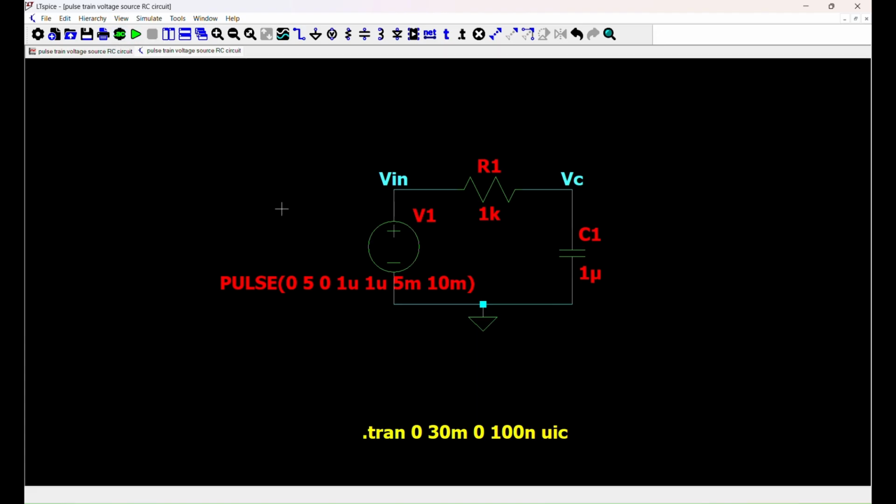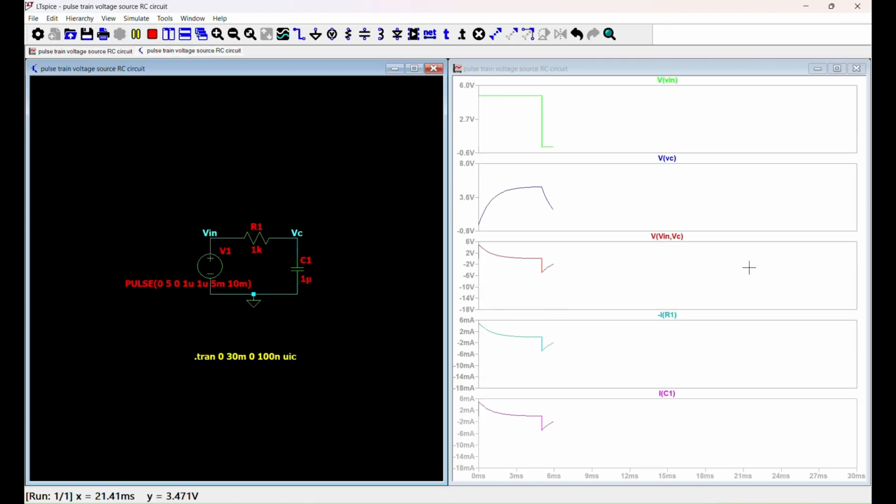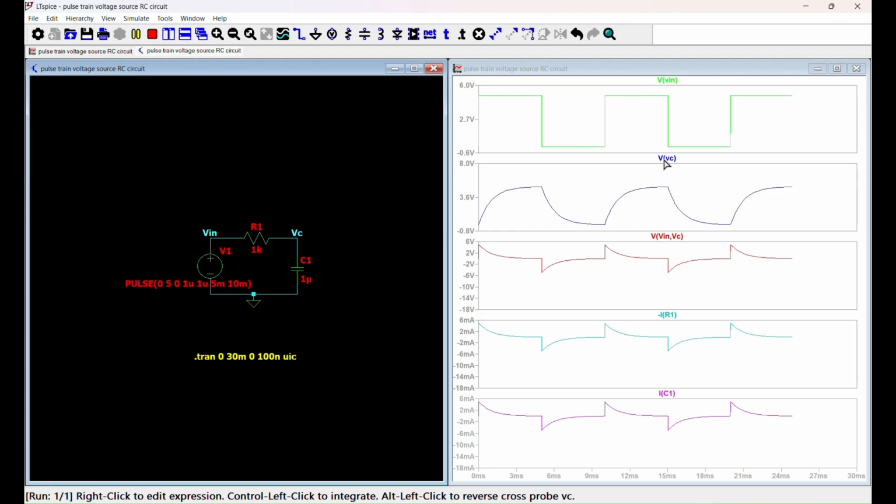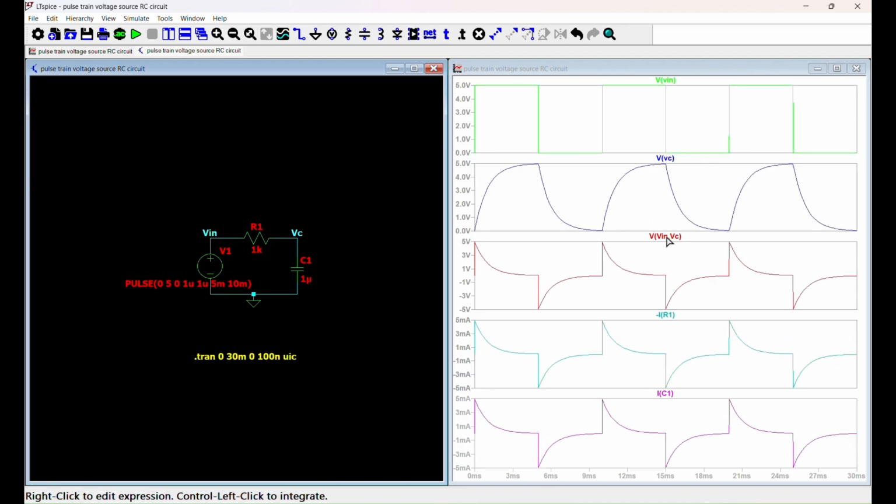Now let's simulate this and check. Here I have considered a case where on time is equal to off time, which is equal to 5 milliseconds. On simulating this, we can see the nature of the voltage across capacitor, voltage across resistor, current flowing through the circuit. So the capacitor's voltage exponentially charges towards the pulse voltage during on period and discharges during off period, and the resistor's voltage starts at maximum during pulse transition and decays exponentially following the capacitor's behavior.